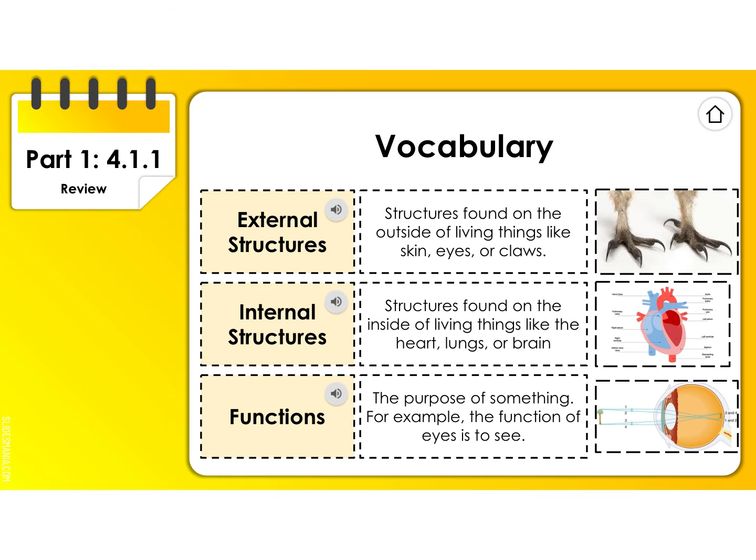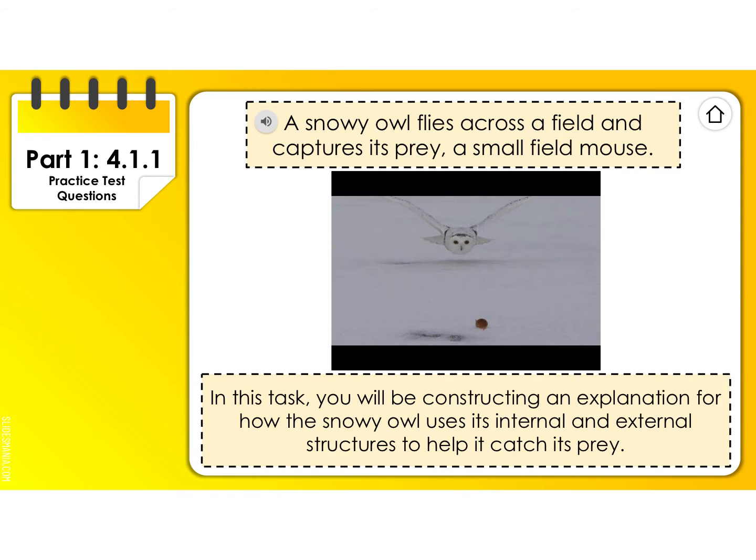And this is some review, just the vocabulary, external structures, and it explains what those are. By talking about external structures, you're going to look at the structures found on the outside; internal structures, inside; and functions, the purpose. What is it? Why is something doing what it does? What's the function of the brain? How do our eyes help us? So those are things there.